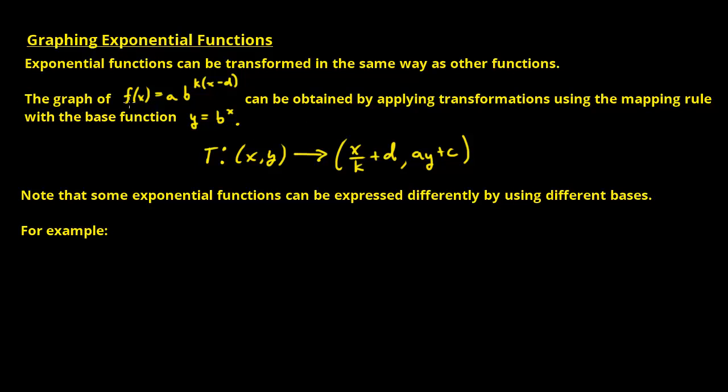If we have an exponential function and it's written in the form f of x is equal to a times b to the power of k times x minus d, where k is factored out here, the graph of this function can be obtained by applying transformations using the mapping rule with a base function b to the power of x.